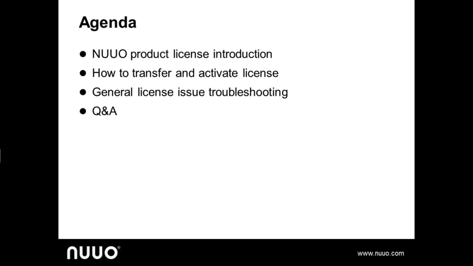Okay, let's see today's agenda. We have 3 topics for this webinar. For the first topic, I'll introduce how to choose a new product license for different scenarios. After that, I'll show the steps of new product license activation and transfer. And the last thing is about general license issue troubleshooting. We are going to tell you the license error code meanings and how to do the basic troubleshooting of each issue.